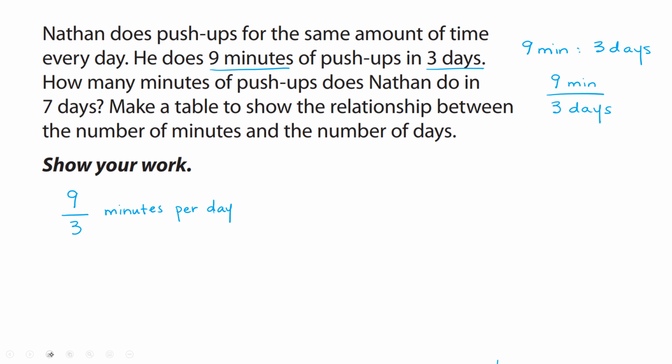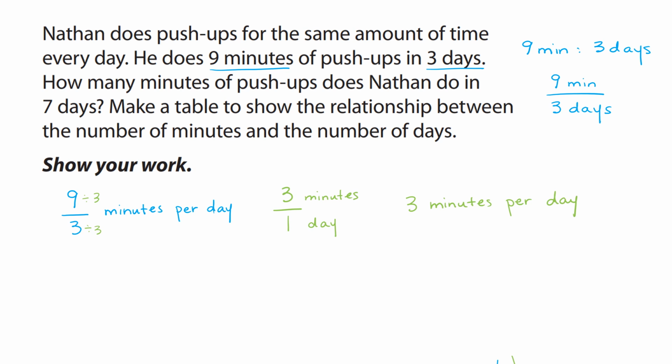Now what we want to do is simplify this rate, or you could think about it as just doing the division involved in our fraction. So our fraction tells us that we're going to be doing 9 divided by 3. I know that 9 divided by 3 is 3. You could also write it out like this. We want to simplify it. And we want to figure out how many minutes he does in 1 day. So I'm going to simplify like this. 9 divided by 3 is 3. 3 divided by 3 is 1. So he does 3 minutes of push-ups in 1 day. Or we could write he does 3 minutes of push-ups per day.